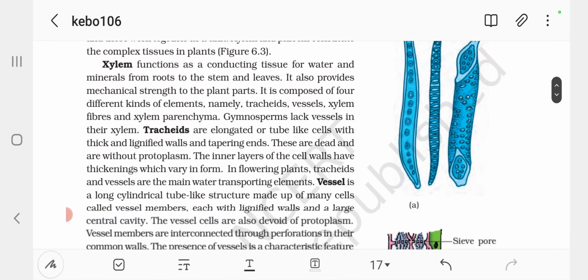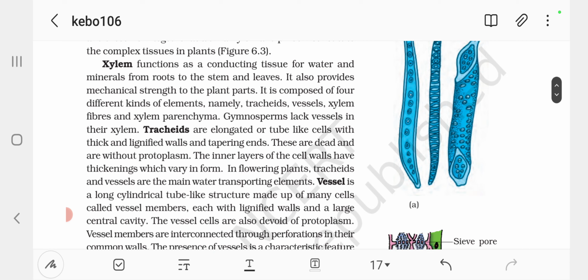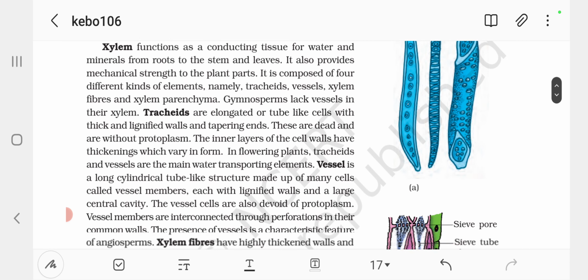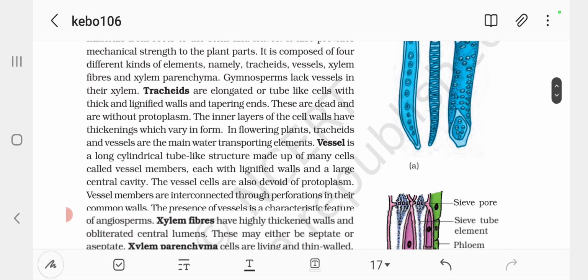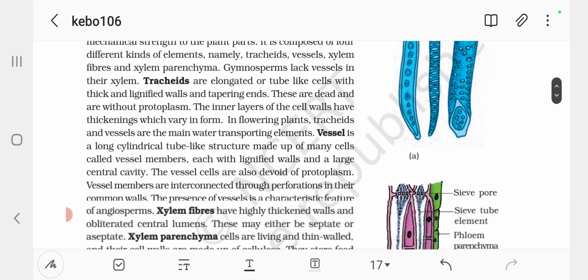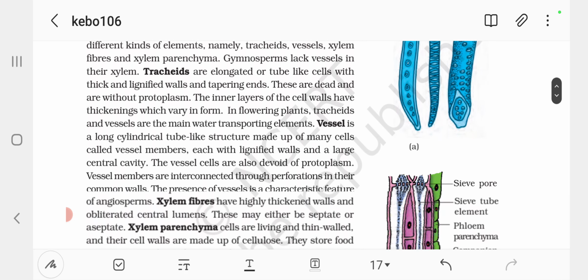Xylem functions as the conducting tissue for water and minerals from root to the leaves and stems. It also provides mechanical strength to the plant parts. It is composed of four different kinds of elements, namely tracheids, vessels, xylem fibers, and xylem parenchyma. Gymnosperms lack vessels in their xylem.